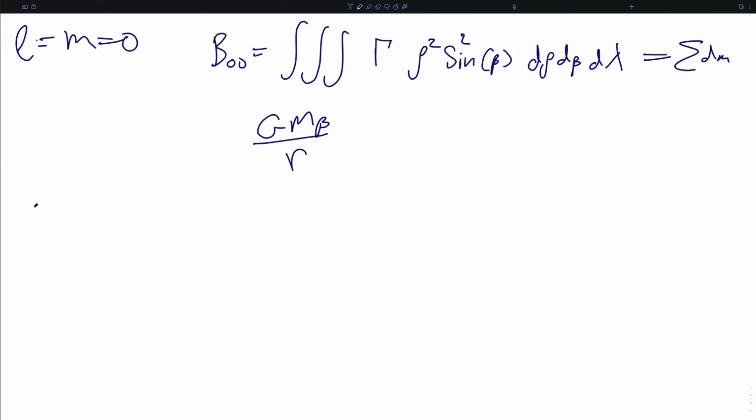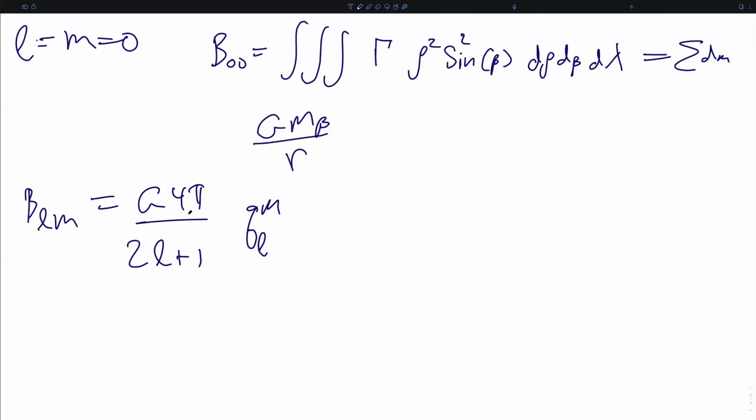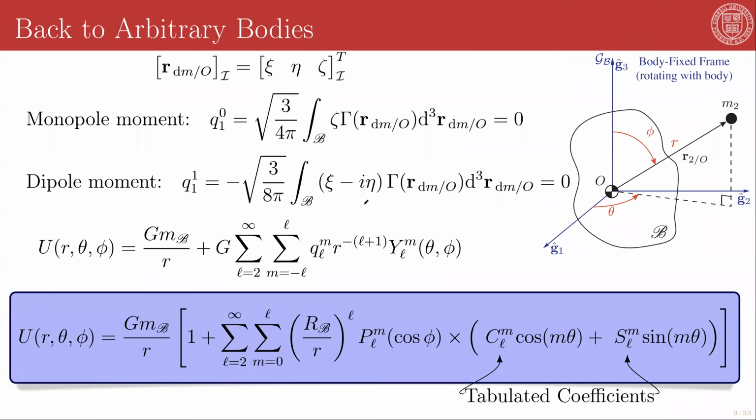The other terms, the BLMs, are related to the multipole moments as G, the gravitational constant, times 4 pi divided by 2L plus 1 times the multipole moment Q_lm. We return now to our body fixed reference frame representation of this coordinate system, where O is the center of mass of our extended body, and theta, phi, and r are the spherical coordinates of M2 with respect to that center of mass.